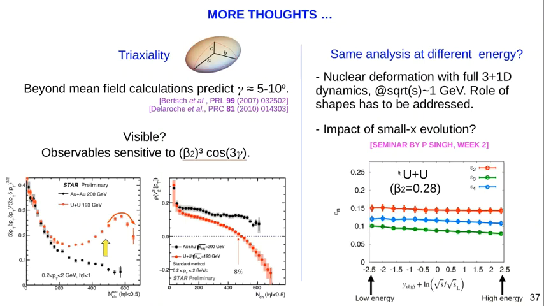Uranium may not be the best collision system to do that, or uranium as a nucleus. This was actually presented by Pragya last week. It was very nice: how the anisotropy of the region of overlap changes as you increase the square root of s, essentially just because of small x evolution that you can model in high energy QCD. Effects are small, but there are some effects, and it's worth investigating this further.